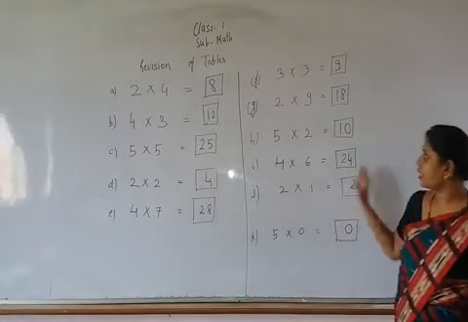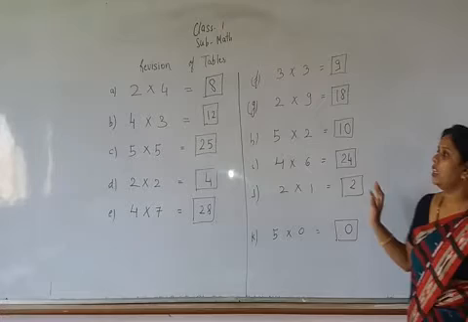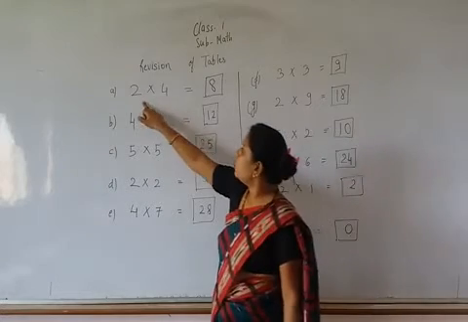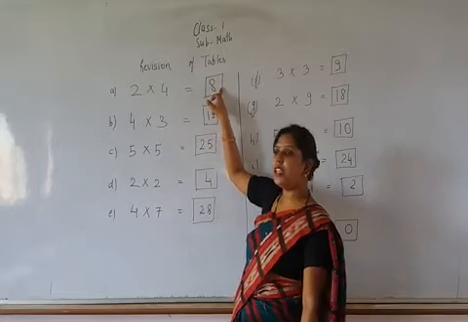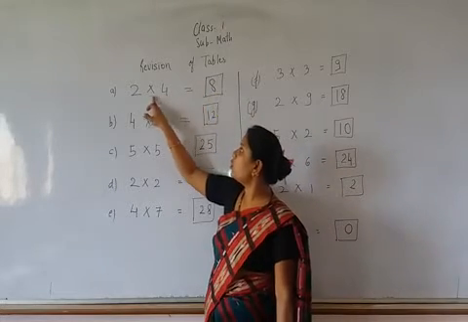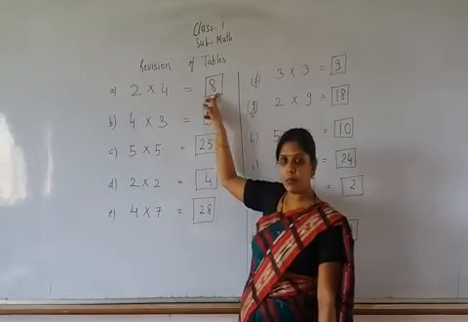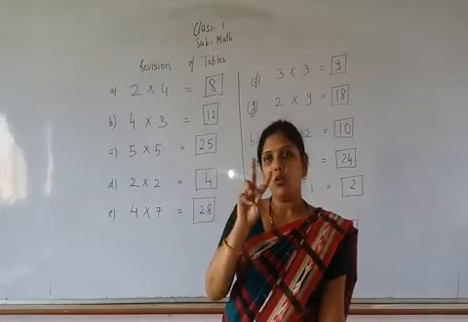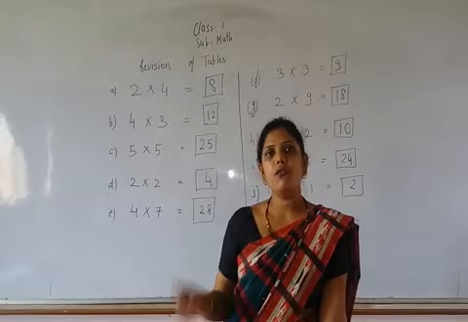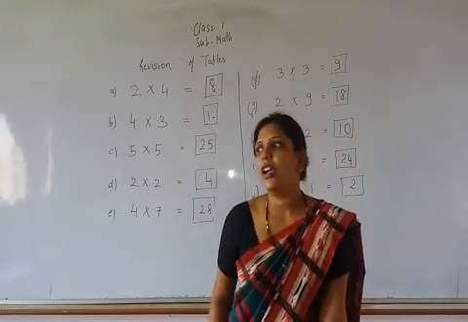We will revise it again. We will read it again. Now see, 2 into 4. 2 4s are 8. If we read it in reverse order, 4 2s are 8. That means in multiplication, when we write the tables, 2 into 4 is also 8 and 4 into 2 is also 8.